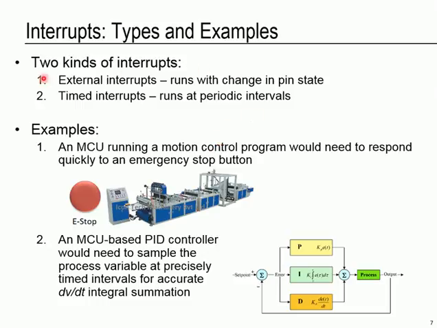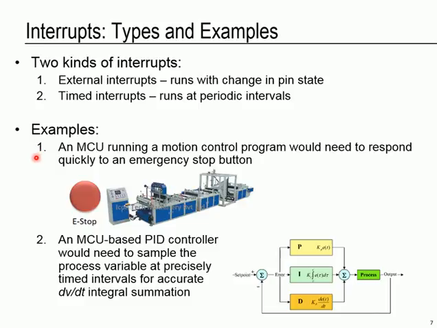Two different kinds of interrupts exist. One is an external interrupt. Some change in the state of a pin, typically one of the digital I/O pins, initiates this type of interrupt. The second is a timed interrupt, which can be set up to run at periodic intervals as determined by timers built into the Arduino microcontroller.